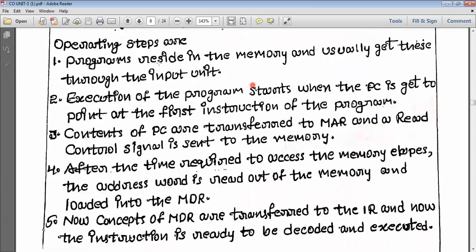So here we are having some steps. See here, based on these steps only you remember.